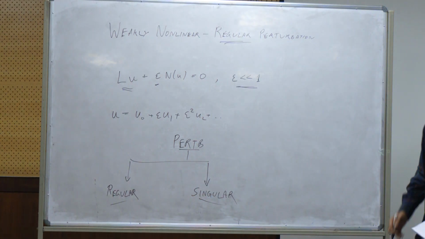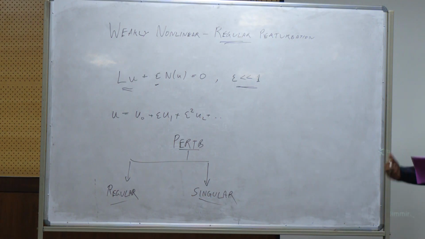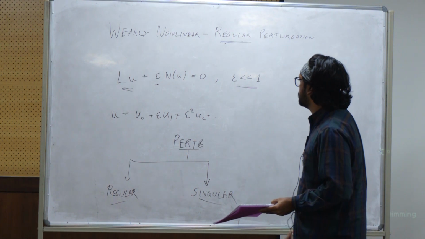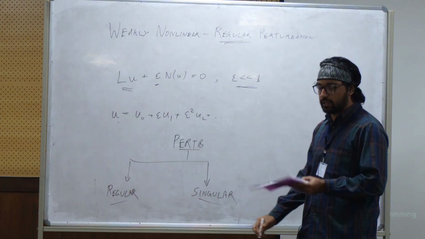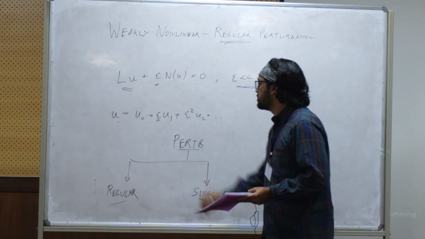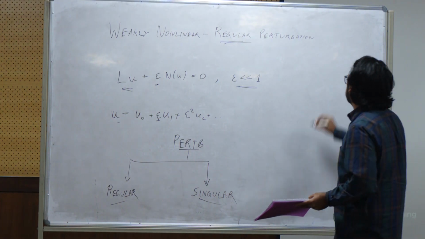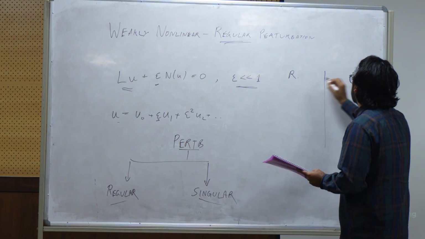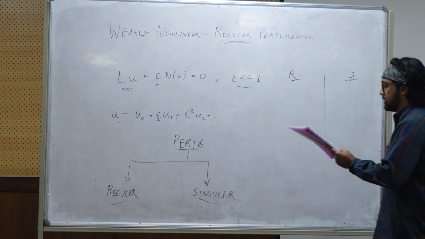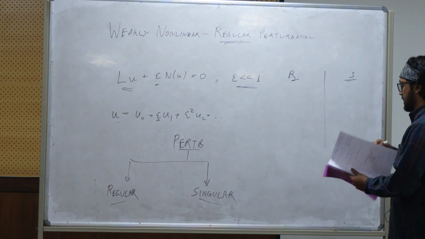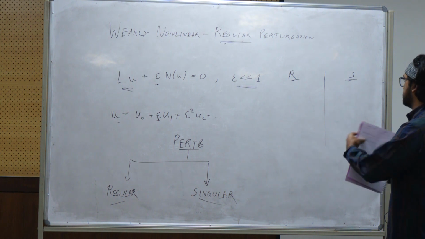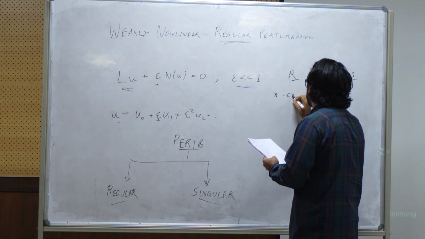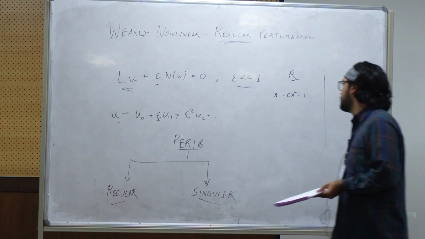So now what are the main differences between regular perturbation techniques and singular perturbation techniques? Now in regular perturbation techniques, the solution varies smoothly with epsilon, where epsilon is a perturbation parameter. Examples, I'll just write it here. R stands for regular and S stands for singular. So an example for a regular perturbation problem is, let's say, x minus epsilon x square equal to 1.